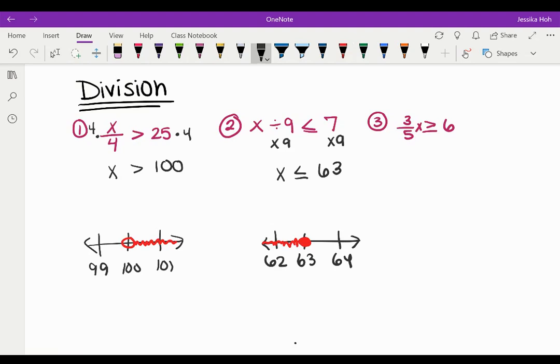And lastly, we have 3/5 x is greater than or equal to 6. So we're going to multiply by the reciprocal. The reciprocal is just the fraction flipped over. So the reciprocal is 5 over 3. So I'm going to multiply both sides by 5 over 3. Multiplying across, 15 over 15 x is greater than or equal to 30 over 3. 15 divided by 15 is 1, so I can just write x is greater than or equal to 30 divided by 3 is 10.